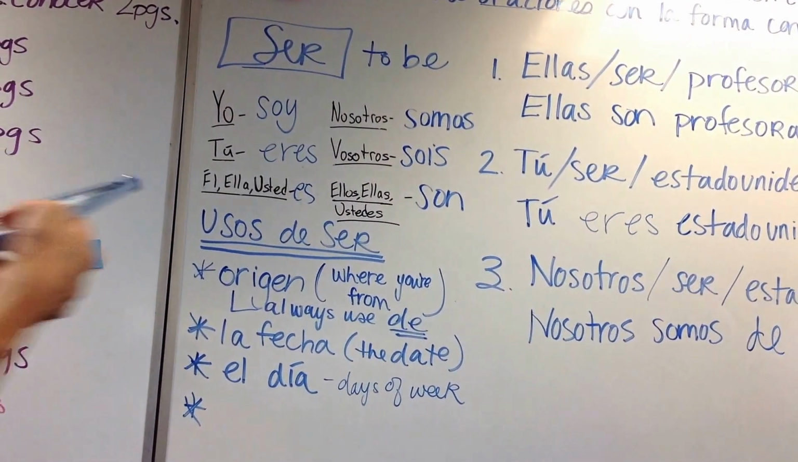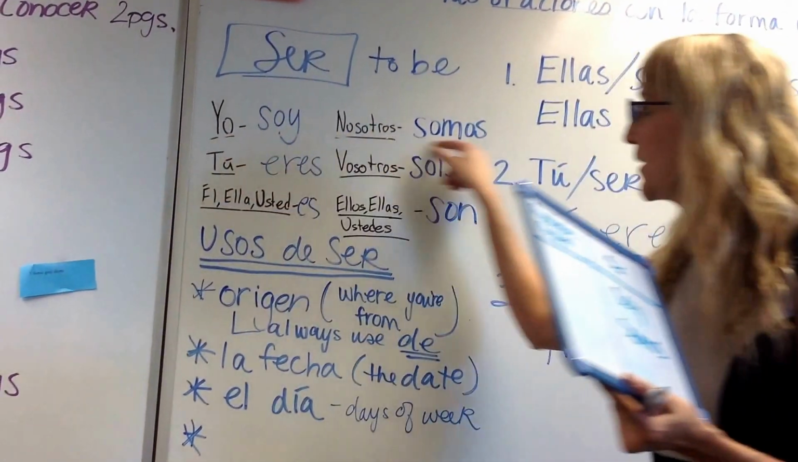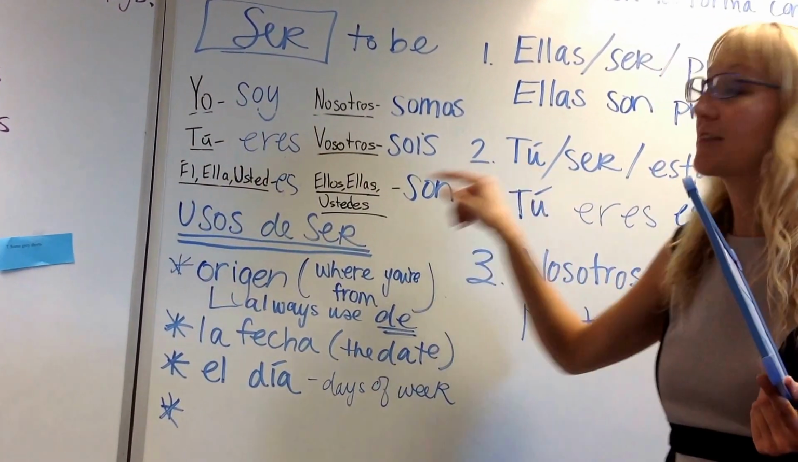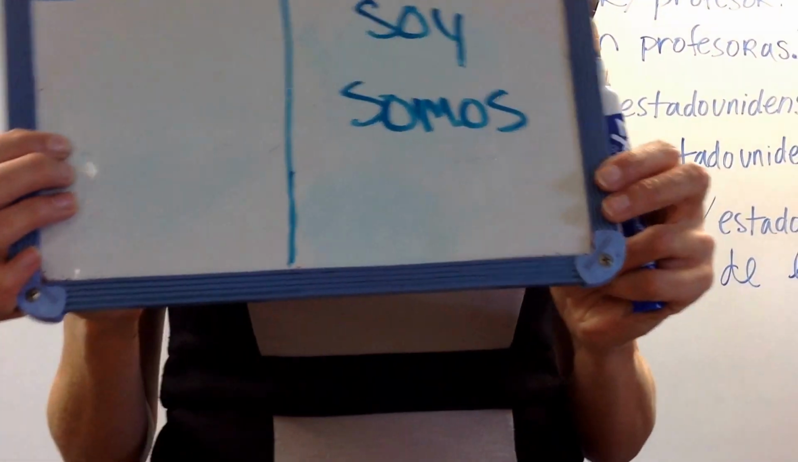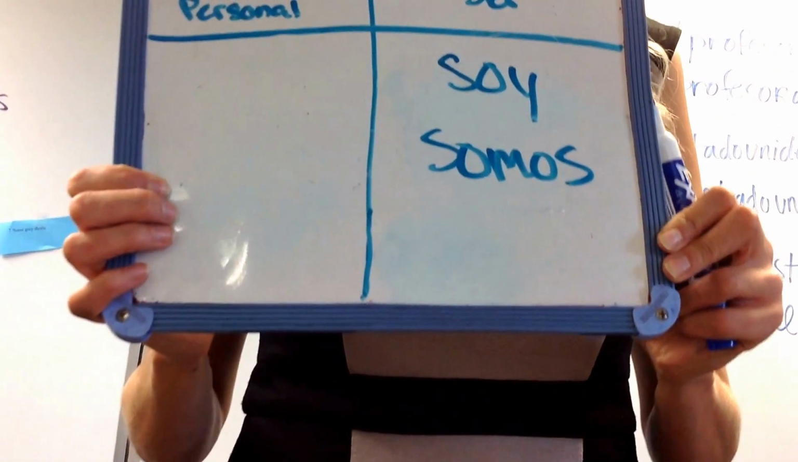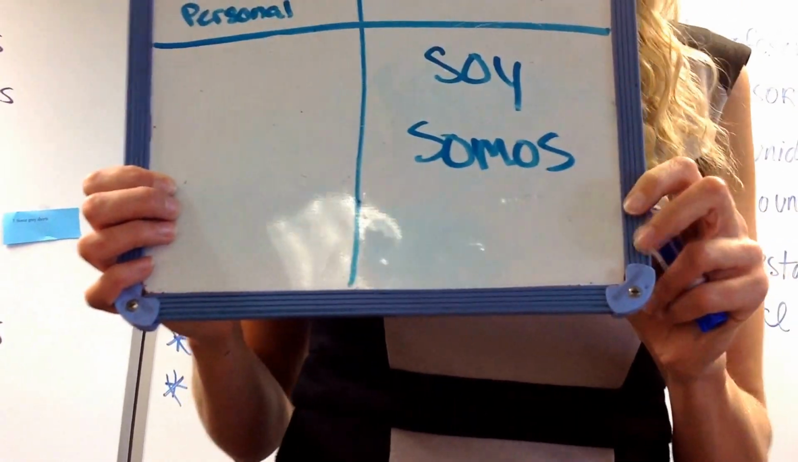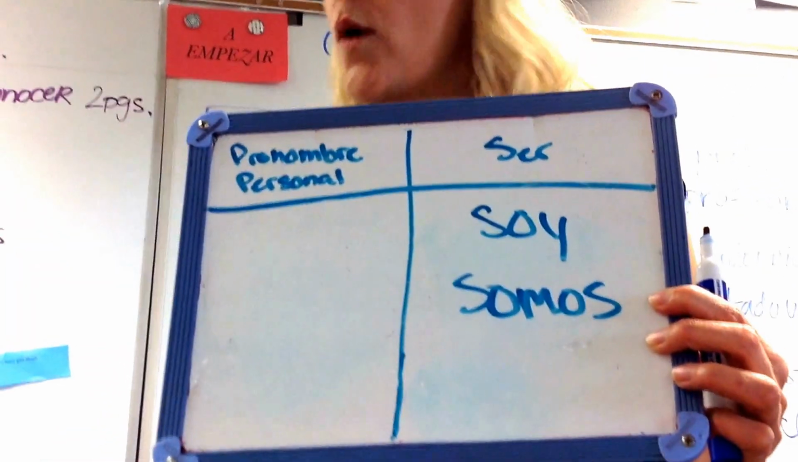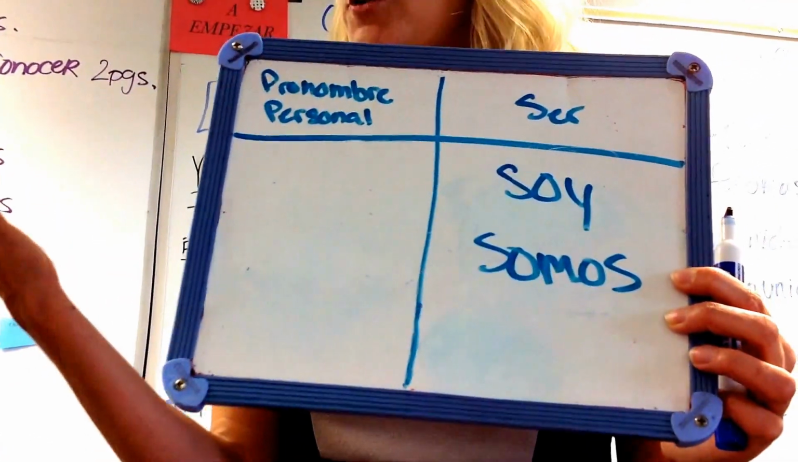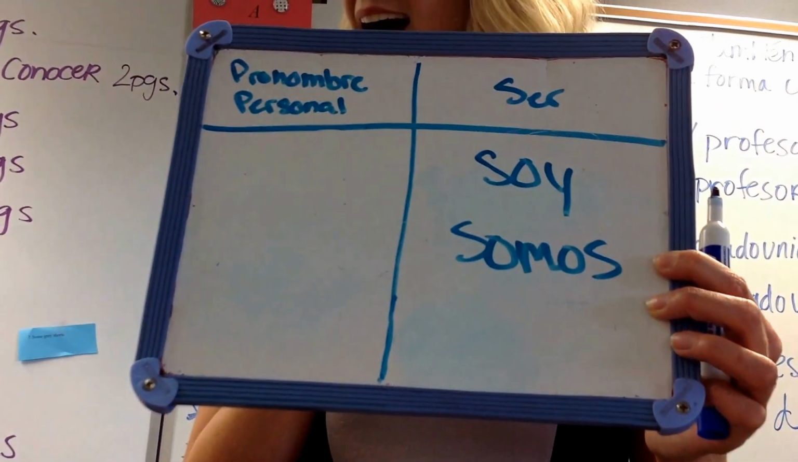Okay, remember when we talked about first person, second person, and third person? The first person forms of ser are, repite, soy and somos. Soy is I am, and somos is we are. Who's involved in both of those? I am, right? I.